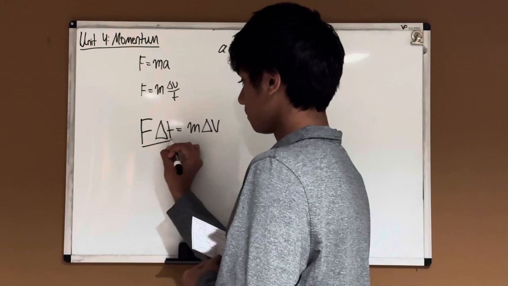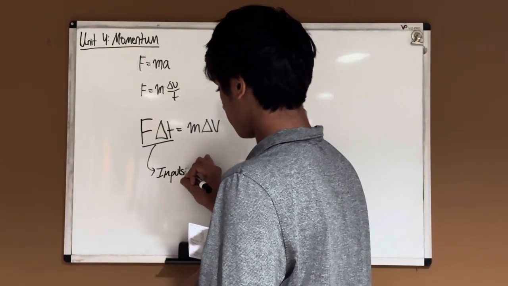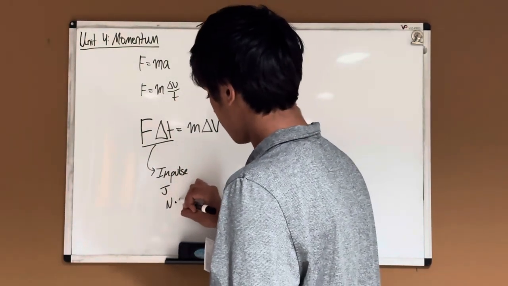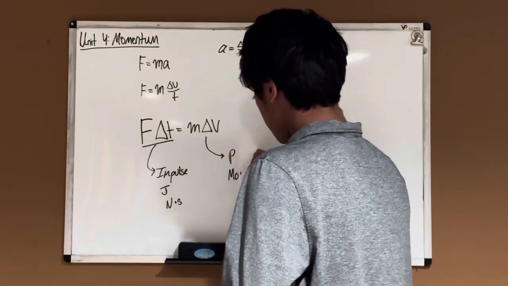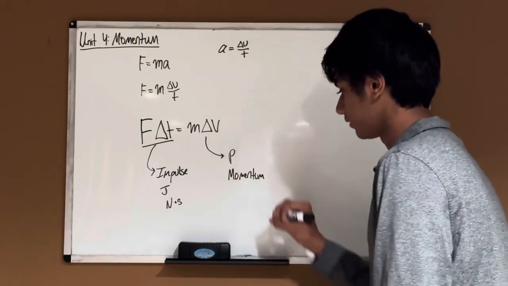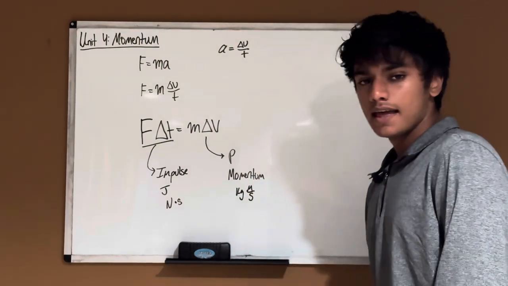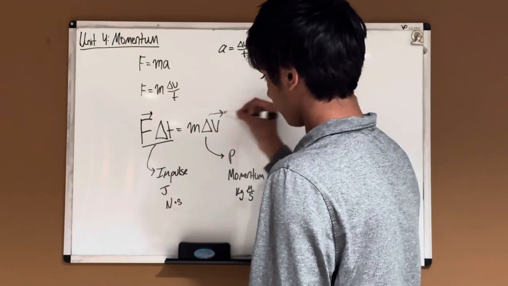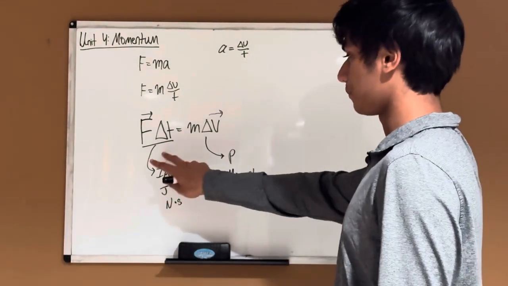And this is called impulse, given the symbol J, with units newtons, because force is in newtons, times seconds. And this is given the symbol P for momentum, and its units are kilograms times meters per second. Also, these are both vectors because force is a vector and delta velocity is also a vector. So these are both vector quantities. And this is the impulse-momentum theorem, which relates impulse to momentum.